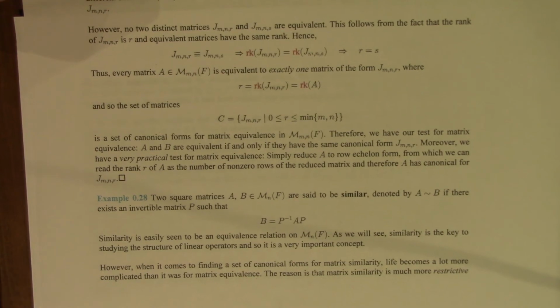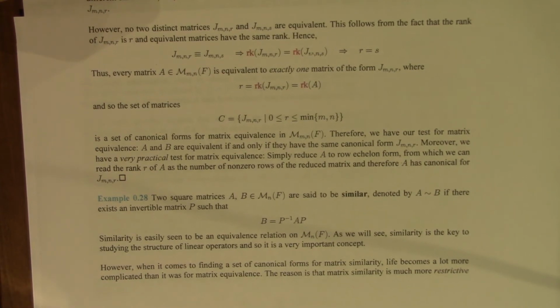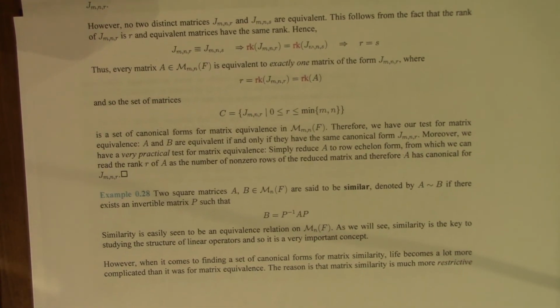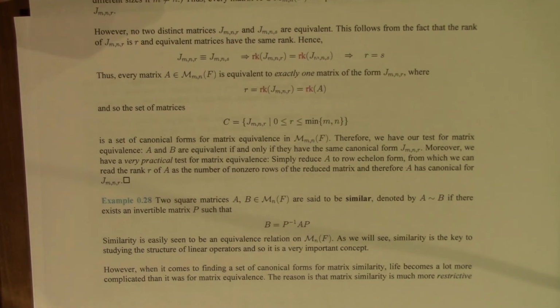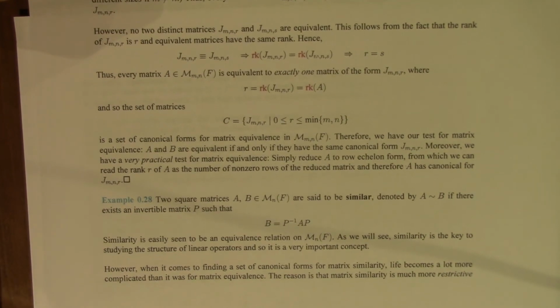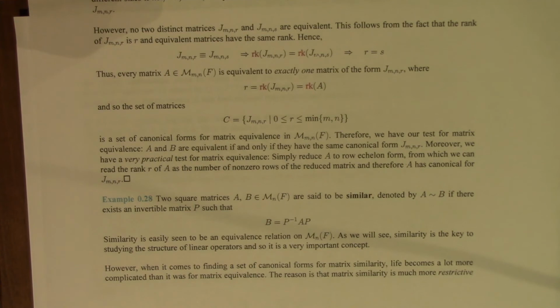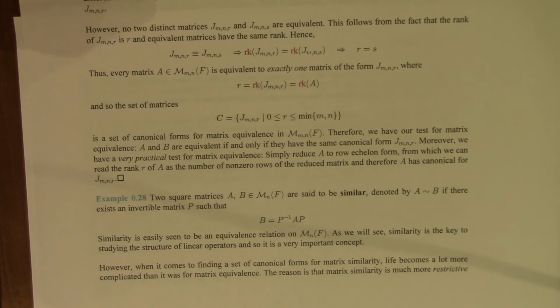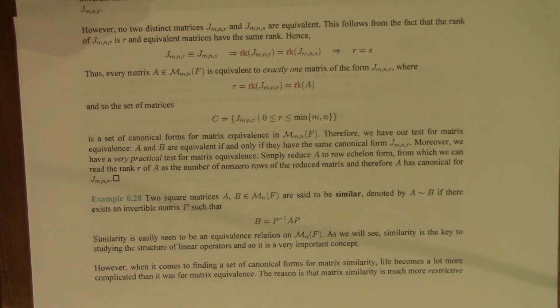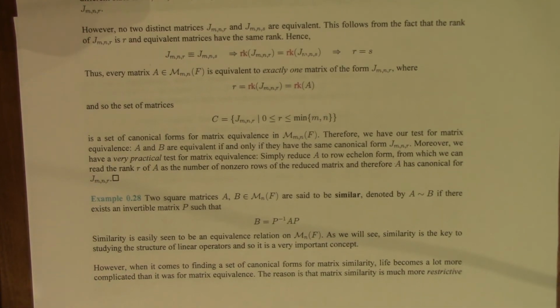You might be wondering why not just use the rank rather than the J matrix. Well, we'll talk about that in a few minutes. The rank is an invariant. The corresponding J matrix is the canonical form. Sometimes one is easier to deal with than the other.